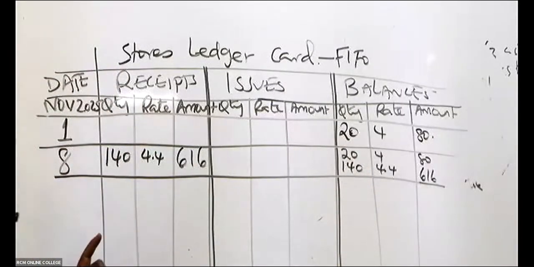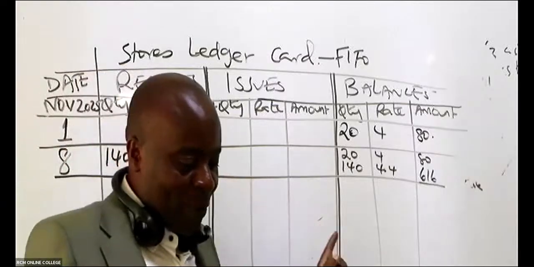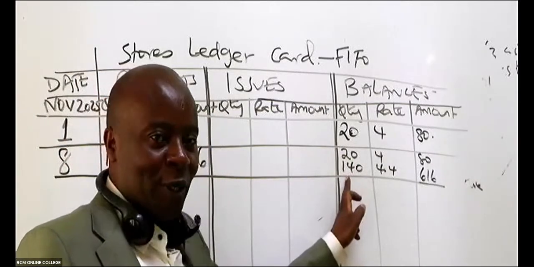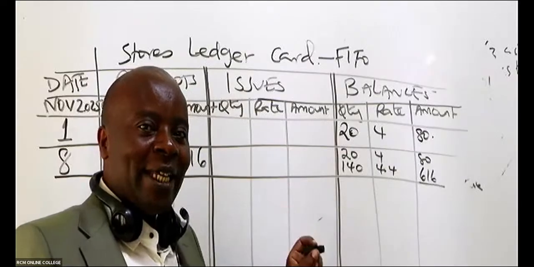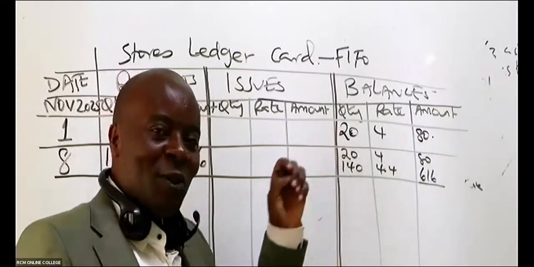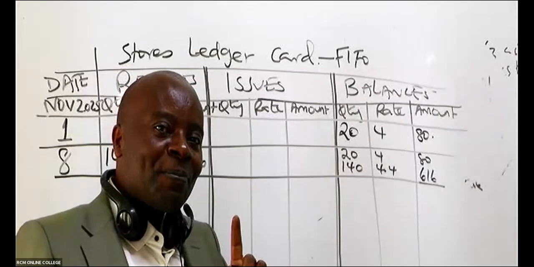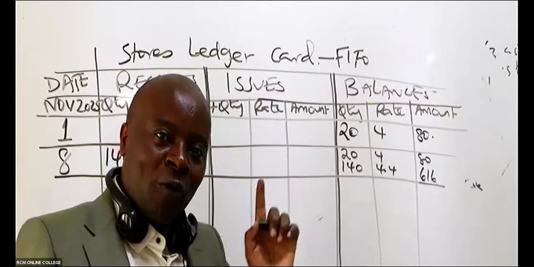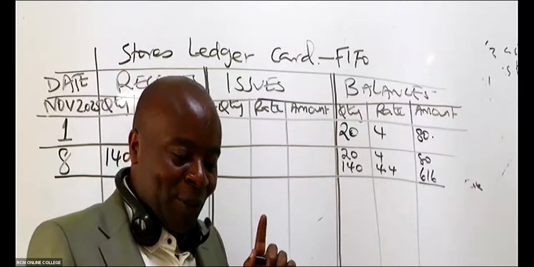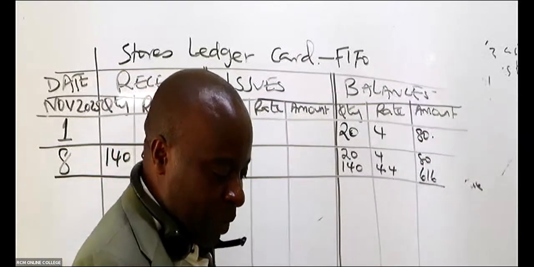So now how many batches do we have? The batches we have are 20 and 140. Which one is the very oldest? The one that we met in the stores, 20. Remember, FIFO is the oldest batch to go first when it comes to issuing. So you leave it like that.